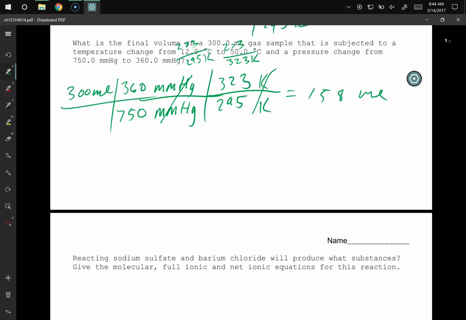Questions about those guys? Yeah, it goes from 750 to 360. Why is that pressure going up? Oh, not bad. Yeah, so pressure drops, so this thing should be getting bigger, right? Yeah. So 684. Thanks.